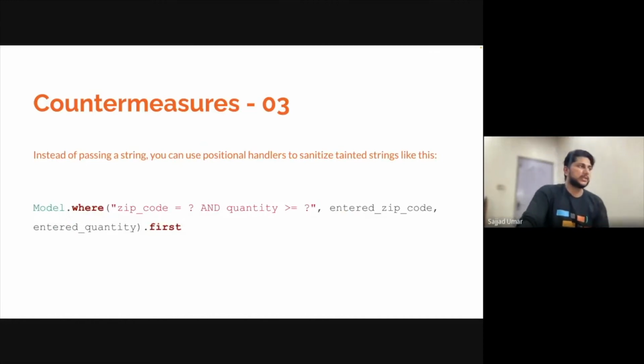The other thing we can do is, instead of passing a string, we can use positional handlers to sanitize strings. For example, we can use question marks, and if we write queries like this and add question marks as placeholders, these will be automatically sanitized. Any HTML character or invalid character will be escaped automatically. So this entered zip code will be replaced by the first question mark, and the entered quantity will be replaced by the second question mark. And this is a very common practice we follow as well.